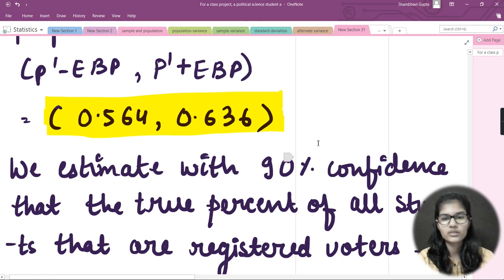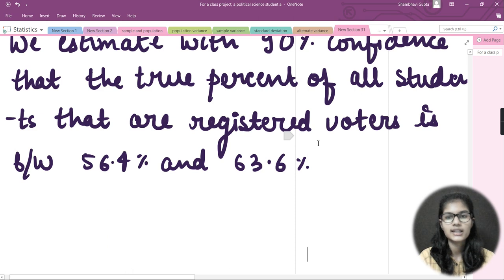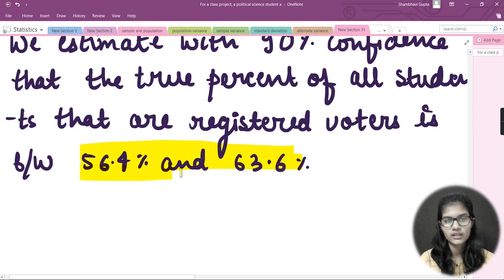And at last we wrote out the final estimate that we estimate with 90% confidence that the true percent of all students that are registered voters is between 56.4% and 63.6%, right? So now I hope that you have a very fair and clear idea of how to solve questions where you are asked to find the confidence interval for population proportion. Right?